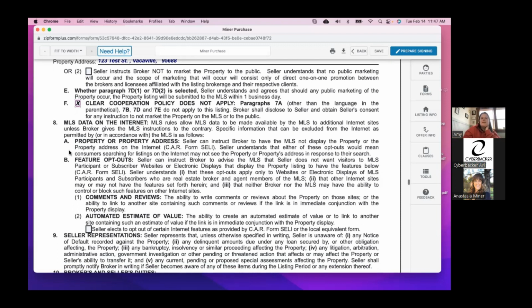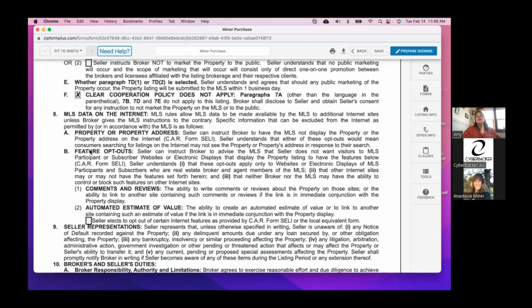MLS data on the internet. MLS rules allow MLS data to be made available by the MLS to additional internet sites unless broker gives the MLS instructions to the contrary. Specific information that can be excluded from the internet as permitted or in accordance with the MLS is as follows: property or property address, right? We can mark it so that the address doesn't pass through to the internet. Now, keep in mind, if we do that, it does not show up on any of the map searches. So it's not a good idea.